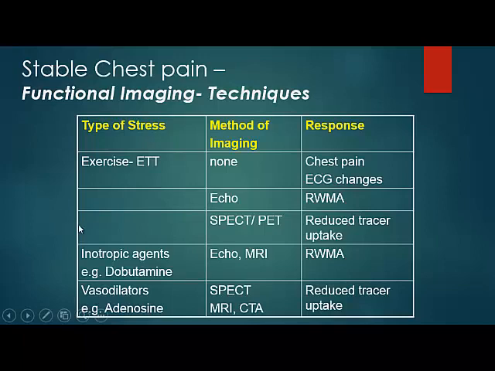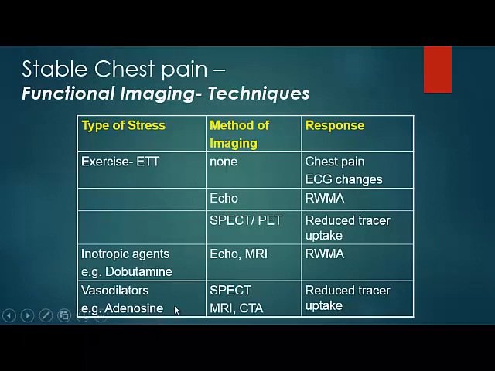So exercise test we can use just by its own, which has been a traditional way to assess patients with stable chest pain, and look at symptoms or ECG changes during stress. We can use exercise with echo to look for regional wall motion abnormality. We can use exercise with SPECT or PET imaging and look at the reduction in tracer uptake. Okay. We can use dobutamine with echo and MRI because dobutamine is an inotropic agent, so it's increasing the contractility of the myocardium. So any technique that shows that, like echo or MRI, you can use to see the response, what happens.